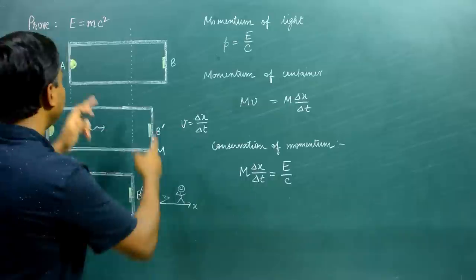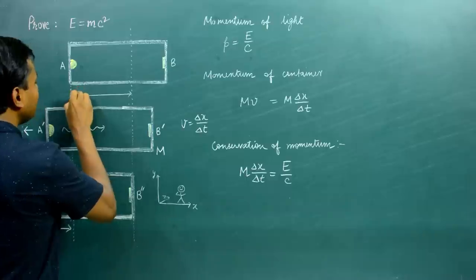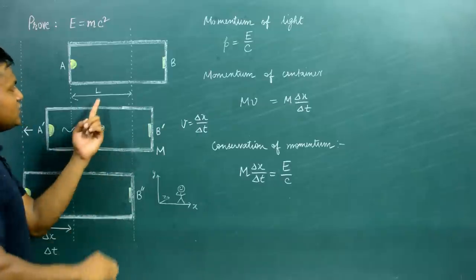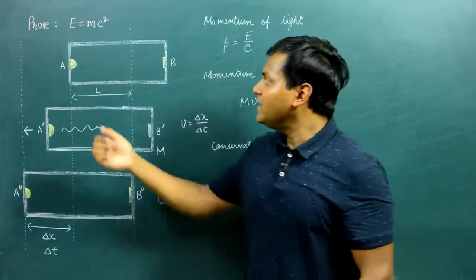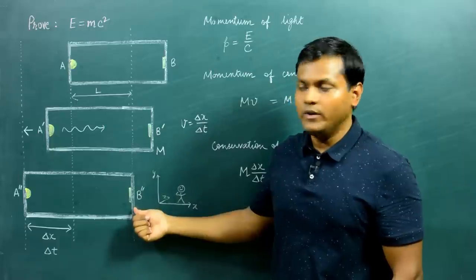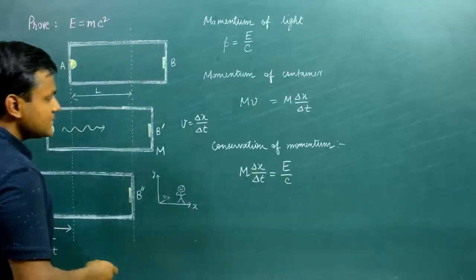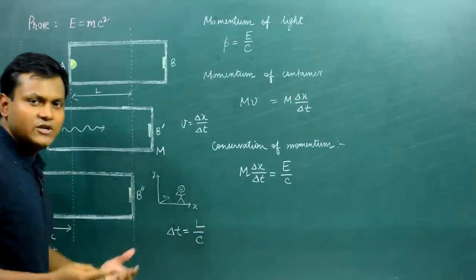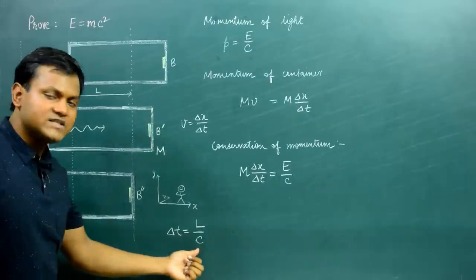Now let's suppose that this distance, this length that light has to travel as it is emitted at point A and as it is absorbed in point B double dash is L, all right? So please note that L here is not the length of the container, but rather it is the distance between the initial point where the light is emitted and the final point where the light is absorbed. So this is the distance L. So if the time period taken is del t, in that case, del t is nothing but the distance traveled by light divided by the speed of light. Yes. So del t is the distance traveled by the light divided by the speed of light c.